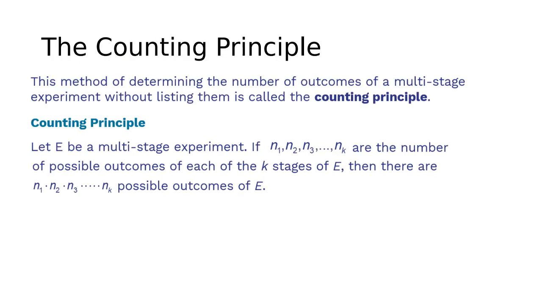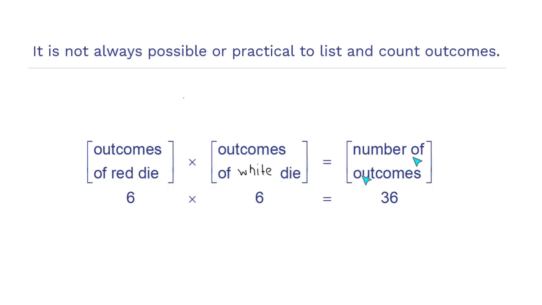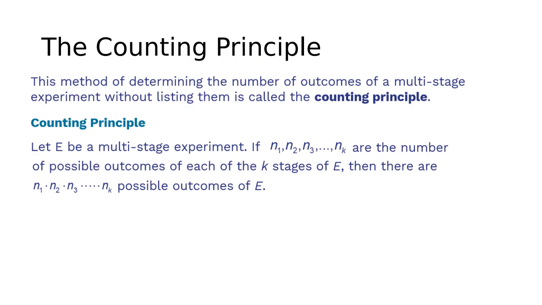The counting principle. So this method that we just did right here is what we call the counting principle. And so this is just saying that we can multiply the number of outcomes, so n1 times n2 times n3, to give us the possible outcomes of E.